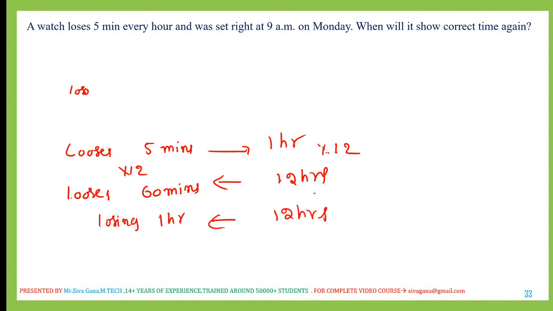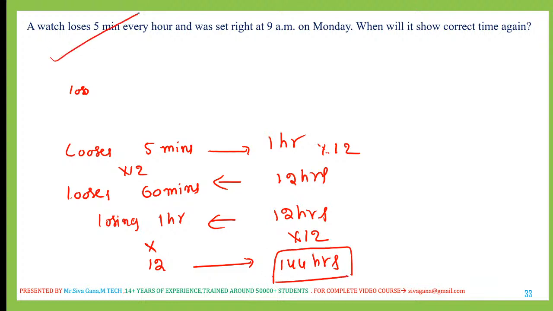But actually we need 12 hours of losing. That happens in 12 into 12, 144 hours. So after 144 hours, this clock again shows correct time. Why? In 144 hours, it loses 12 hours. If the clock loses 12 hours, it again shows the correct time. Similarly, if the clock gains 12 hours, it again shows true time. So the answer for this question is 144 hours.